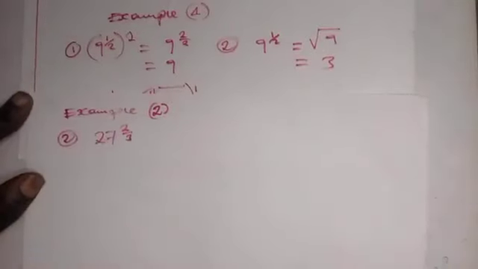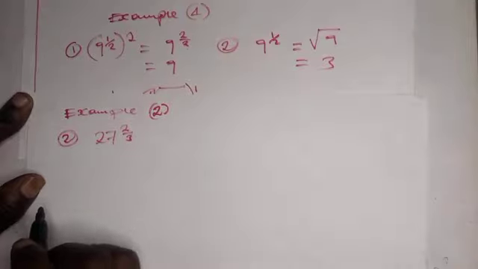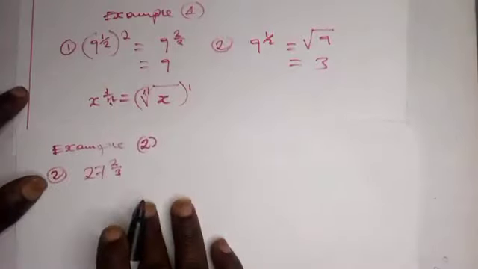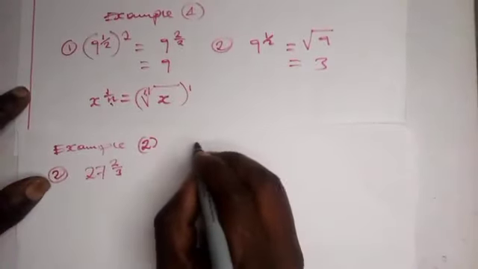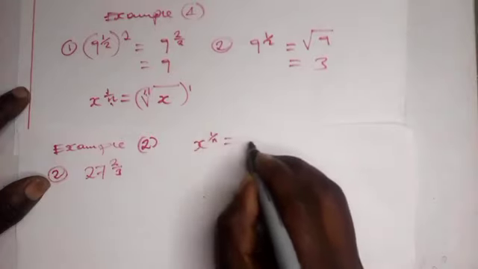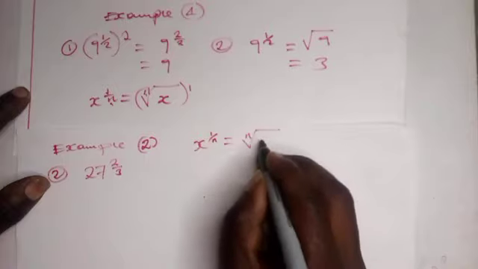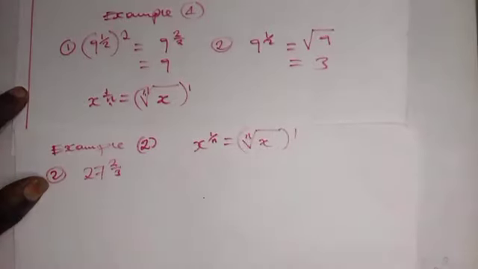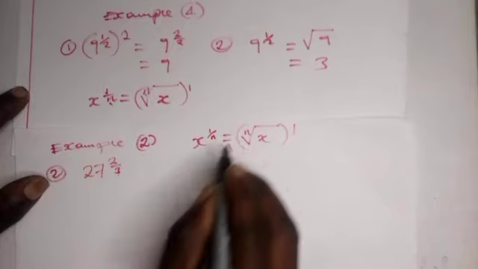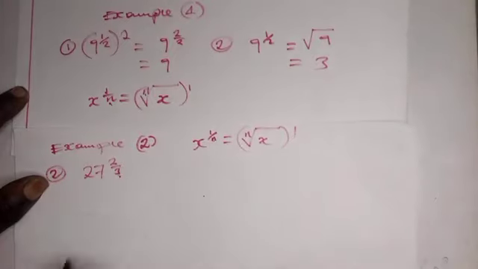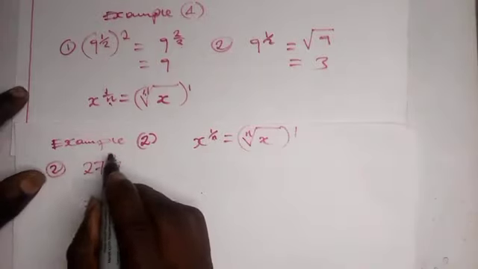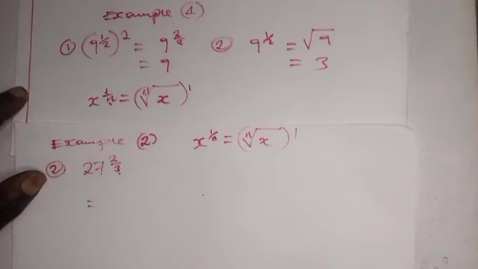Let's continue with example 2. Example 2 is given that 27 power 2 over 3. This means that we are going to use this rule here, x power 1 over n, in which it will be the nth root of x power 1. So here the 3 will come here, because where there is n, there is 3. So never make a mistake here when dealing with these rules.